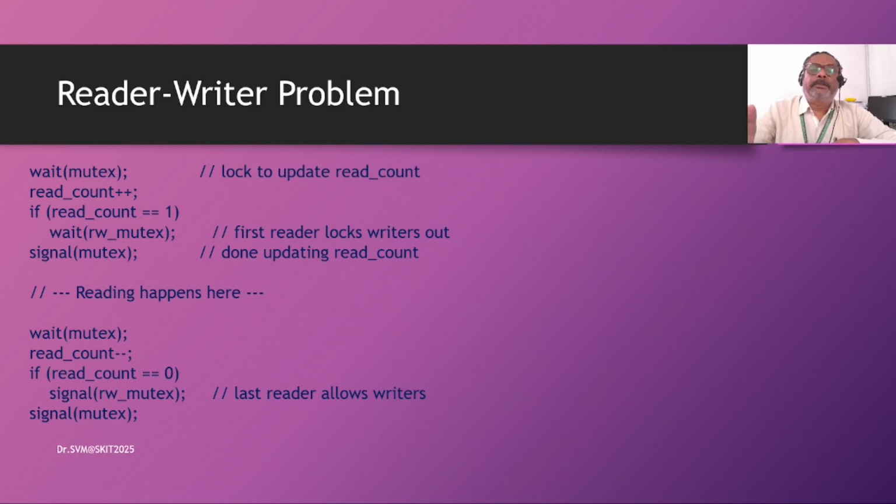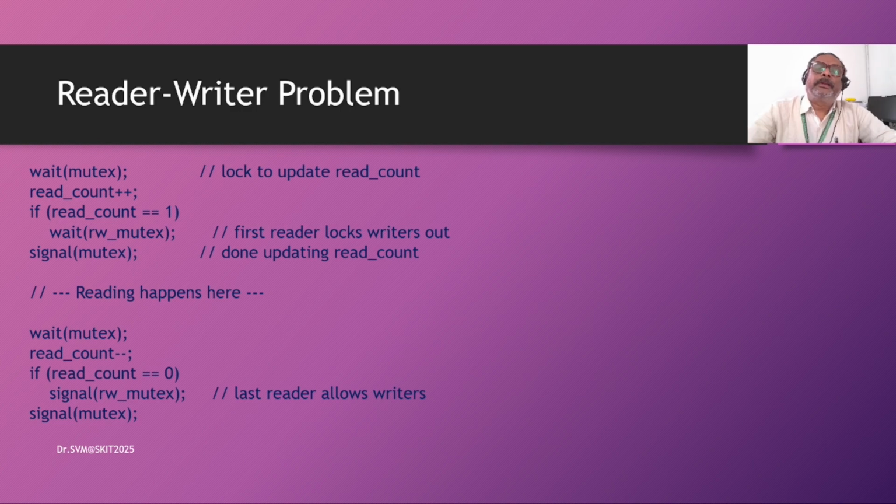Then wait on the read-write mutex, that means the writer processes have to wait now, and then signal the mutex. So the read count variable is free for updation. Some other process can start reading it. Then this process continues to read, and once it completes its reading activity, it comes out and says that I have done. So again, decrement the read count. For doing that, take the lock of the read count, update it, and release it after it's done.